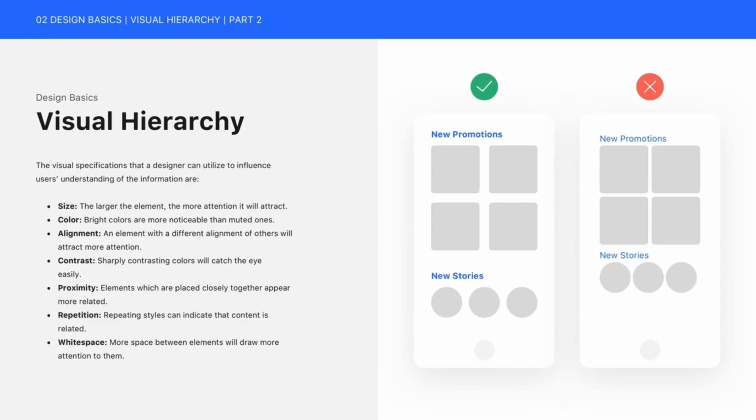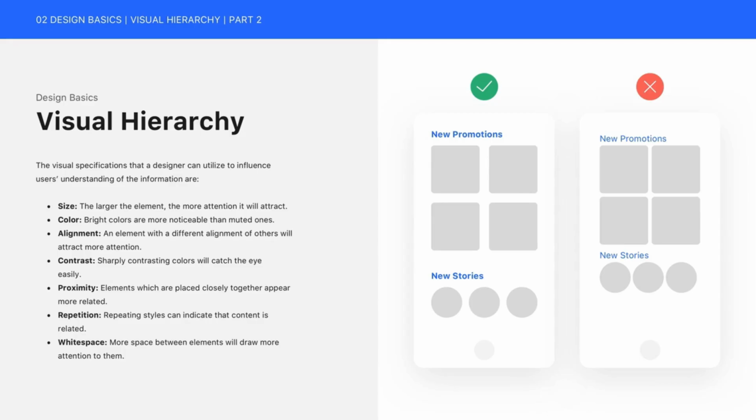For instance, suppose that we want to get the user's attention to a specific section or a specific item. In that case, we will use the larger header. On the other hand, sometimes we don't want to get so much attention to a specific section or content. In that case, we can use the smaller header. So size is so important.